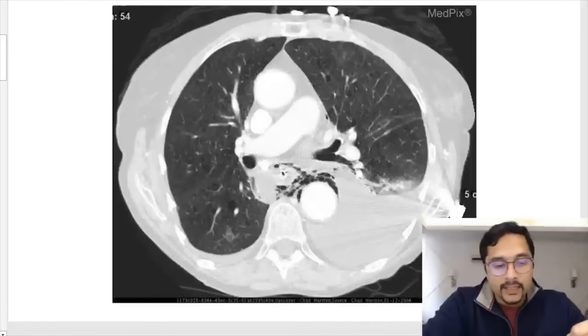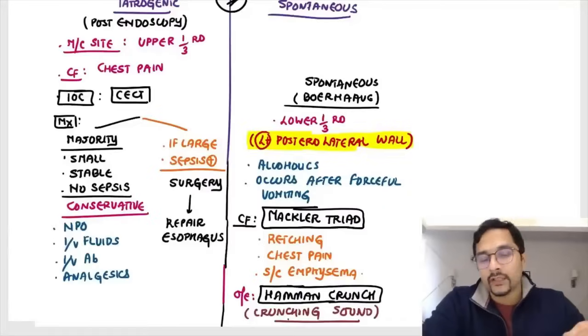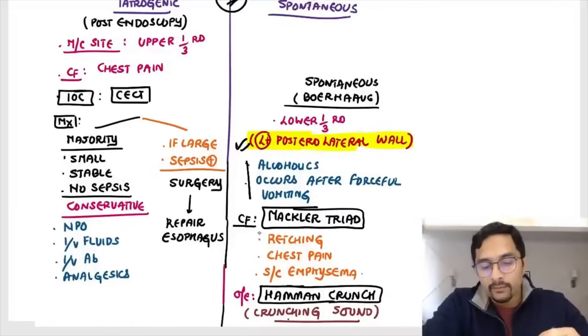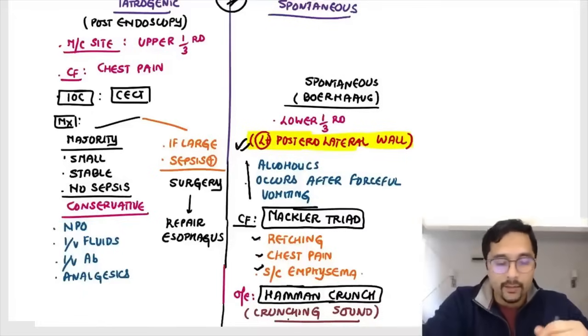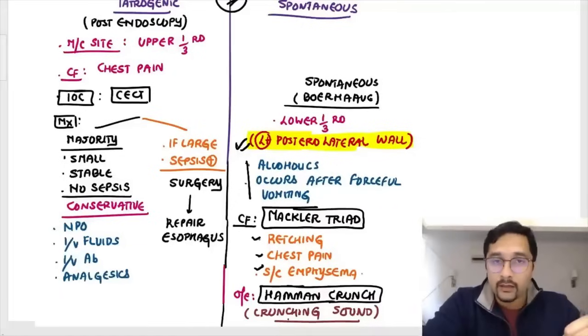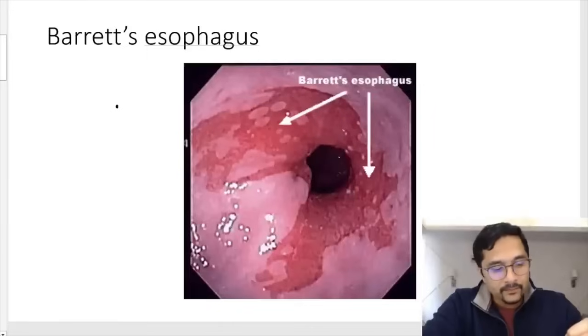Mackler's triad is seen in spontaneous esophageal perforation or Boerhaave syndrome. Most common site is left posterolateral. Common in alcoholics, patient is going to come with Mackler's triad, which is retching, chest pain and subcutaneous emphysema. And I told you Hammond sign or crunching sound can be heard. This is diagnosed using a contrast study.